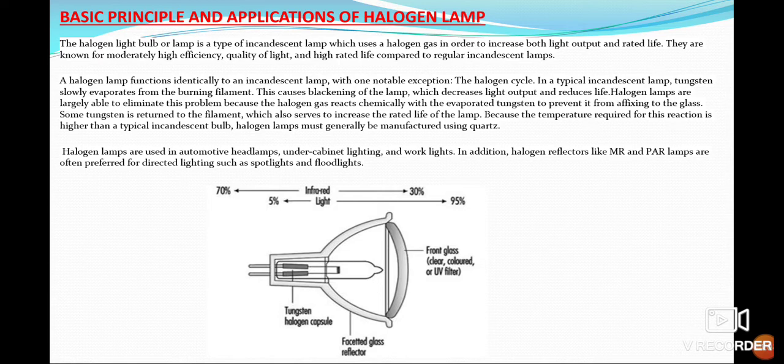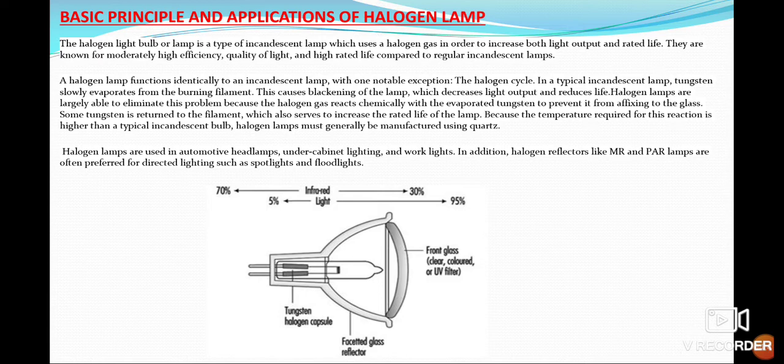Some tungsten is returned to the filament in the case of halogen gas. So when we are using halogen gas, we have one advantage: the evaporated tungsten is returned to the filament after it chemically reacts with the halogen gas inside the bulb, which also serves the purpose of increasing the rated life of the lamp. Because the temperature required for this reaction is higher than in a typical incandescent bulb, halogen lamps must generally be manufactured using quartz.